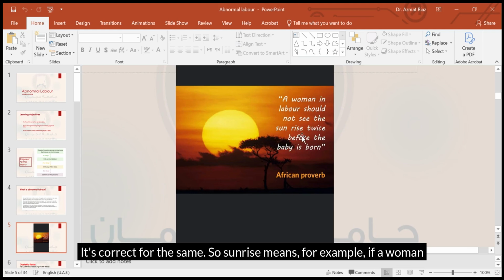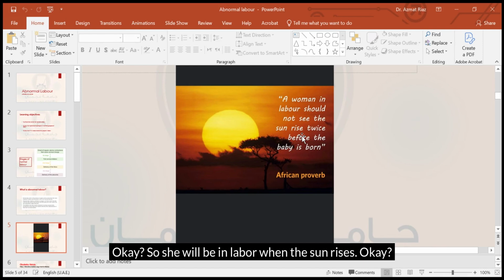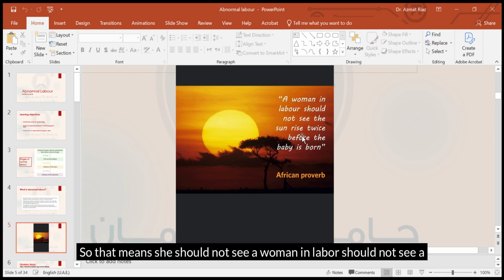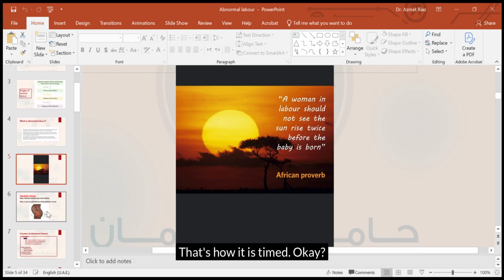So sunrise means, for example, if a woman started labor at night, for example at 12 o'clock, midnight, okay? So she will be in labor when the sun rises. And then, if she has not delivered, she will see a sunset, okay? But she should deliver before tomorrow's sunrise. So that means a woman in labor should not see a sunrise or sunset twice. That's how it is timed, okay?